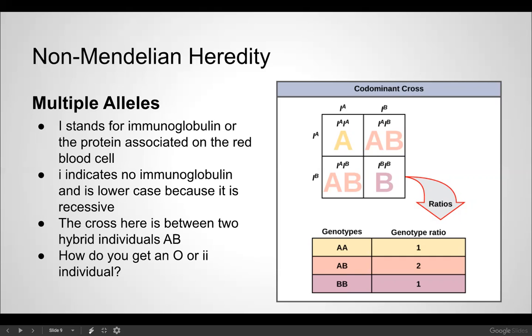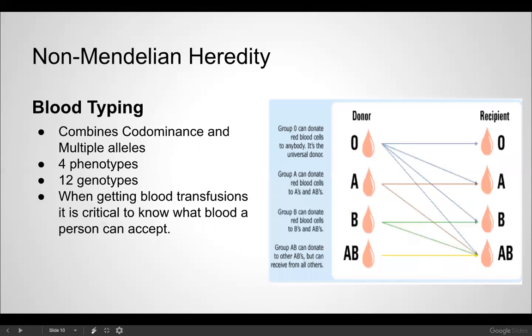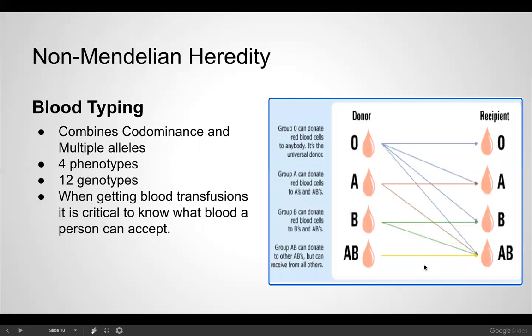So, combine codominance and multiple alleles, and you get 4 different phenotypes, 12 different genotypes. When getting blood transfusions, it's critical to know which one is yours. Okay, and that is it for 4.1. Go ahead and finish the lesson, and 4.2 is going to discuss the rest of the different types of non-Mendelian inheritance.